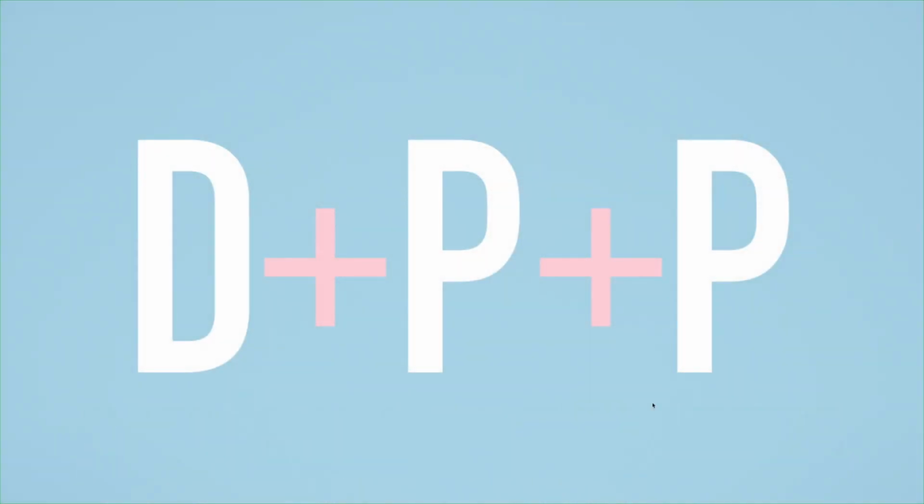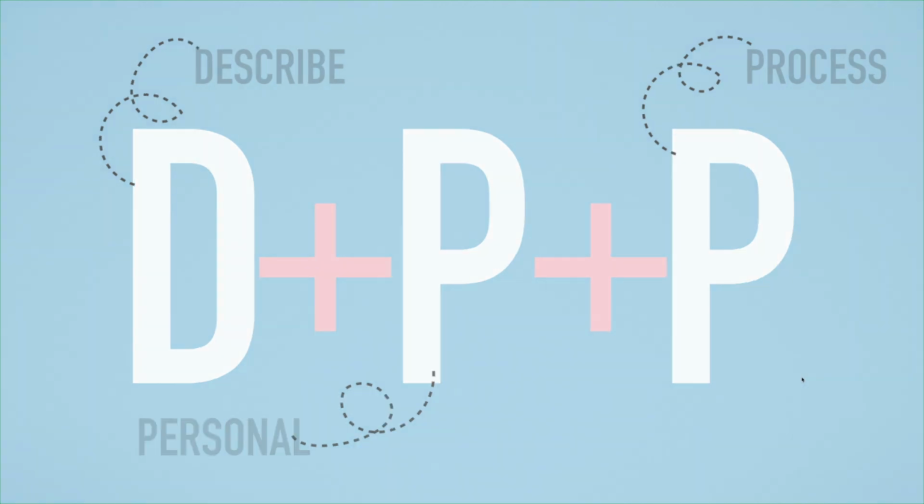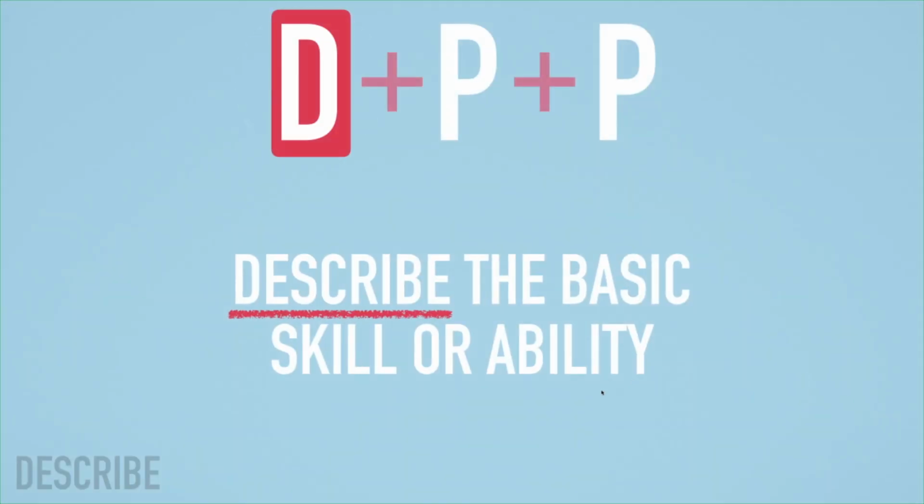Now, each of these letters represents something important. The letter D stands for describe. The letter P stands for personal. And the other P stands for process. So getting started with the letter D. This stands for describing the basic skill or ability.